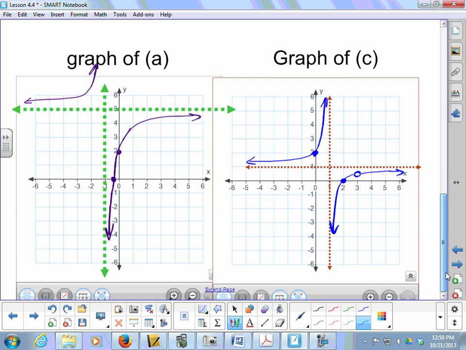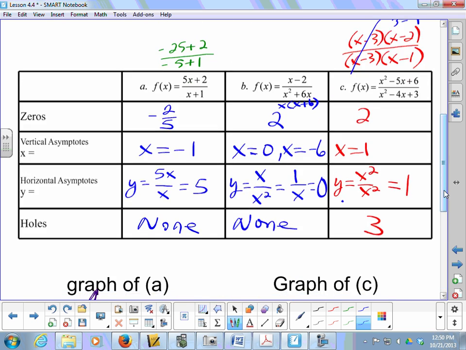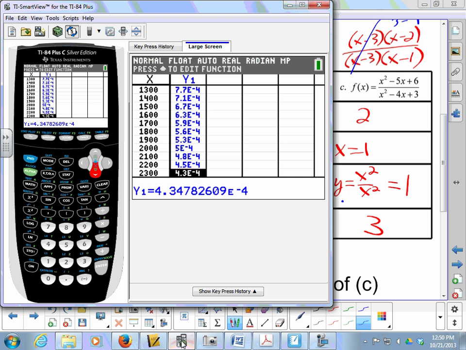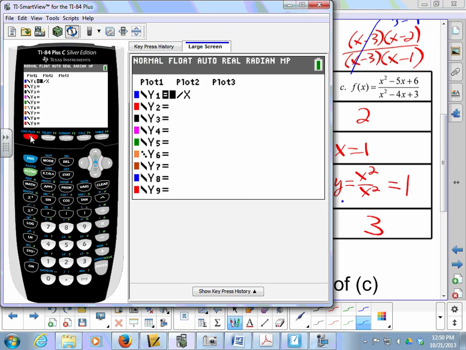So I want us to take letter C here, and I want you to graph it on your calculator. It better look exactly the same. Make sure you use your fraction key.